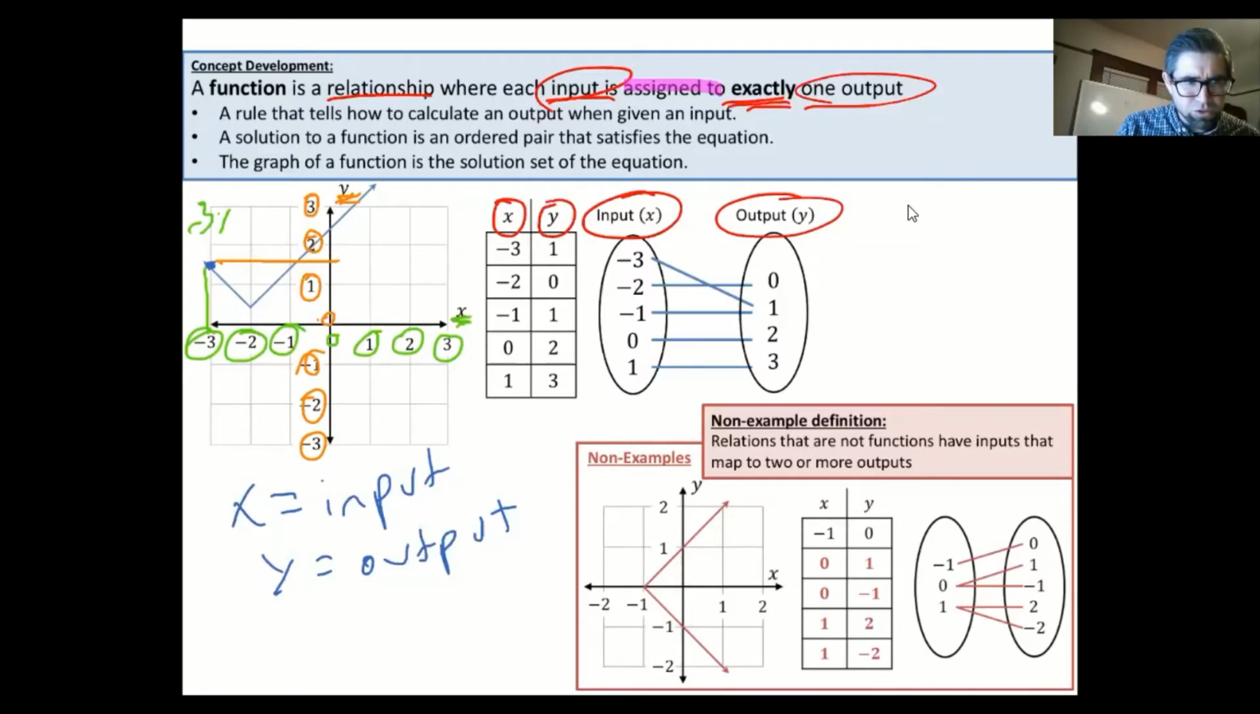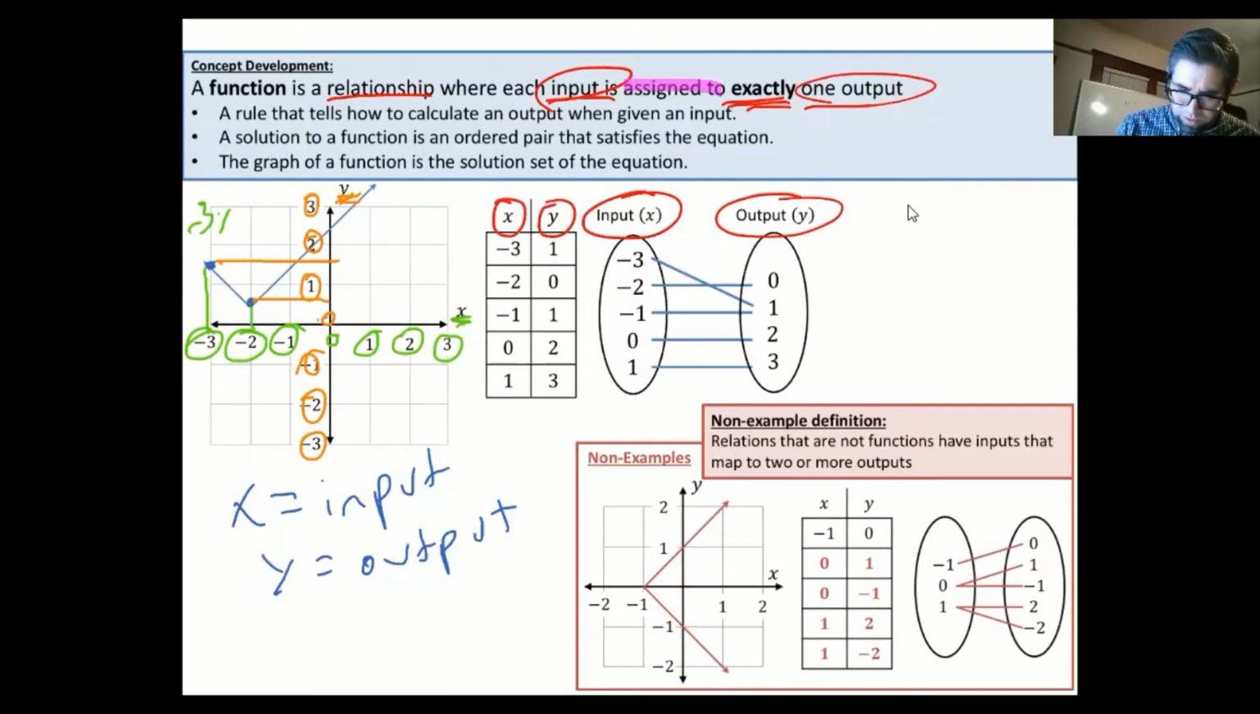Let's go to -2 on the input side. -2 here. I draw a line to the function. The function right there, in this case, is in blue, and it should be only assigned to one output. Let's see, if I go to the y-axis, yeah, there's only one place on the y-axis this function touches.